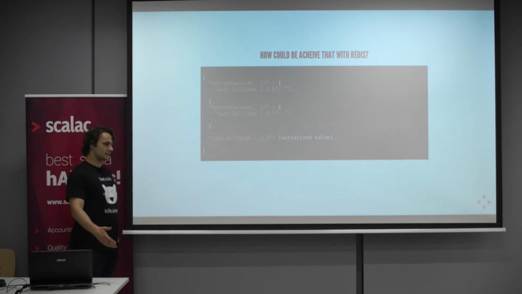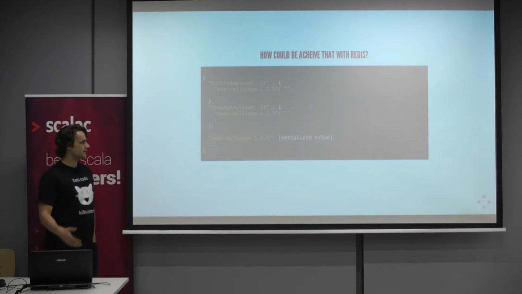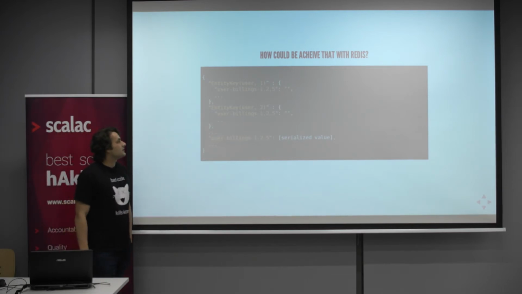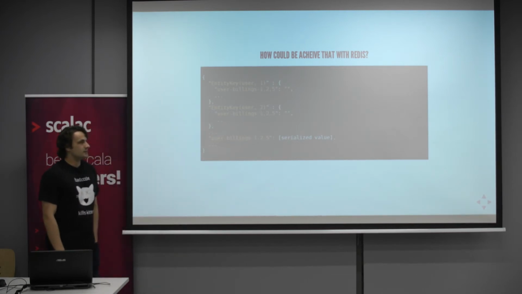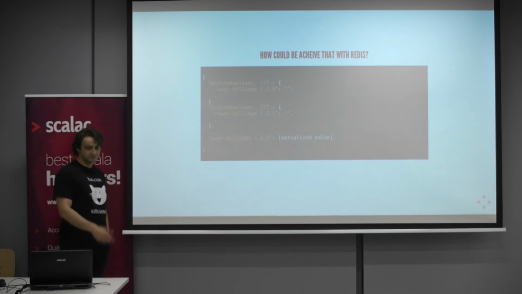We can tag the results of our requests, tag our cache, and then invalidate all the data we tag with, in this case with the type of the entity and the ID of the entity that was used to calculate the result.